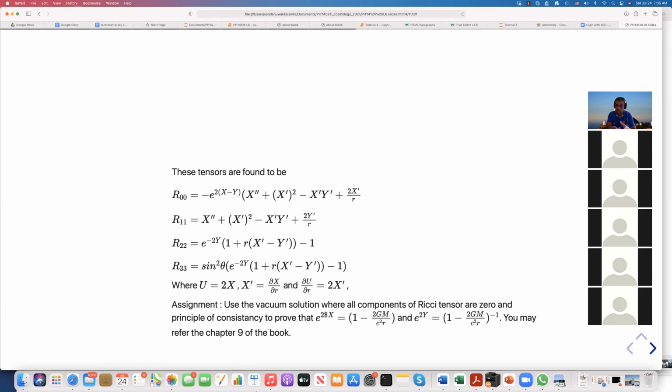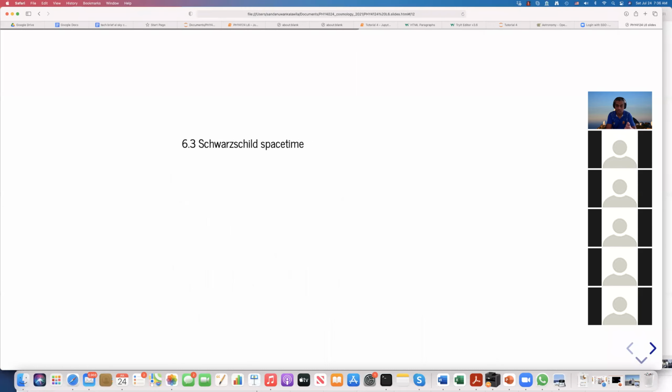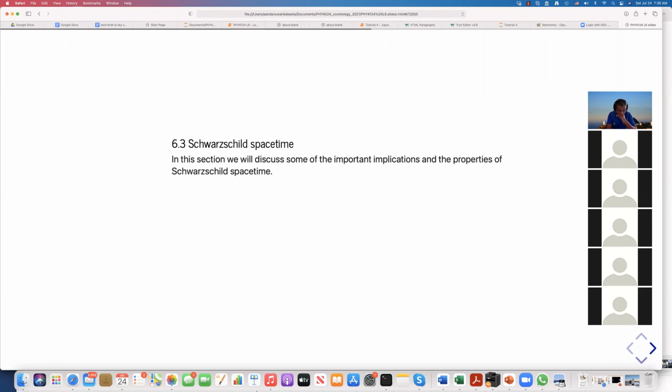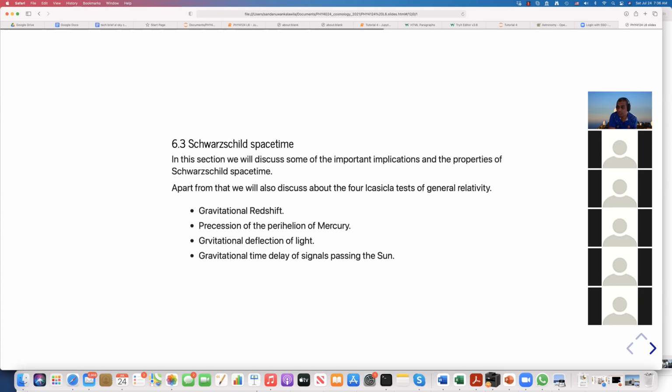Even though you cannot understand this whole process, what I am going to do in the next section is use the Schwarzschild metric to look at different applications, right? So let's directly take the Schwarzschild metric. We will discuss some of the important implications and properties of Schwarzschild space-time here. And apart from that, I expect to talk with you about these four situations, which we normally consider as the four classical tests for the general theory of relativity.